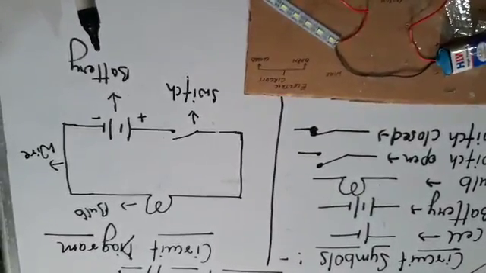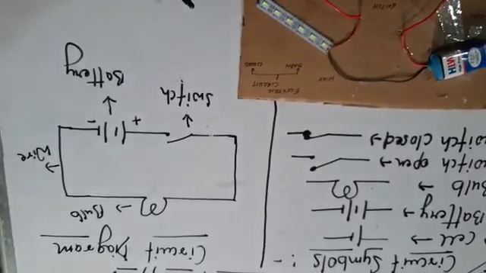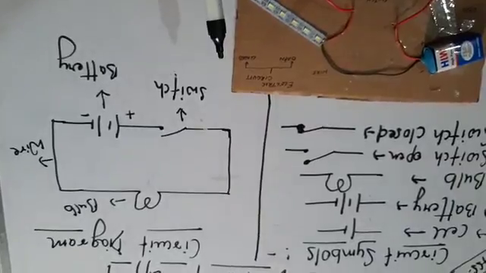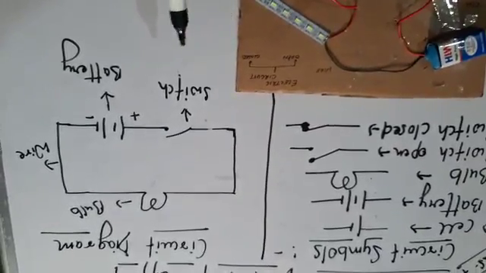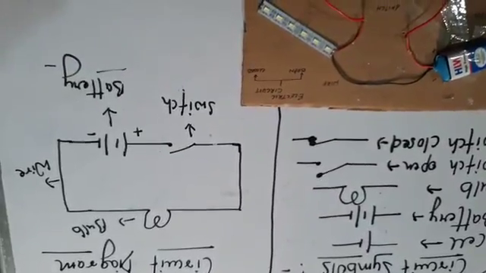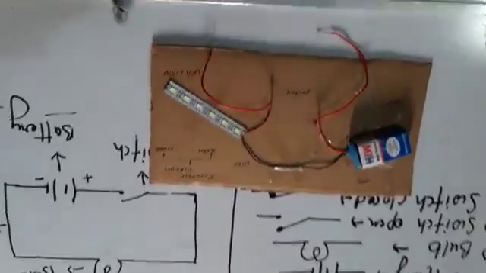So this circuit diagram comprises a bulb, wire, switch and battery. About the difference between battery and cell, we can see here that a battery is simply a combination of cells. Now let us see a model of this electric circuit here.